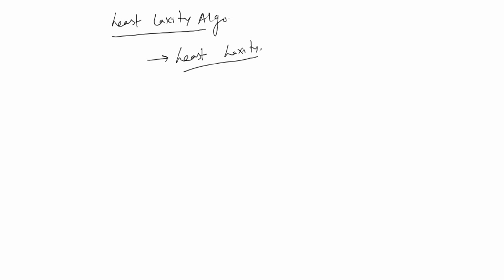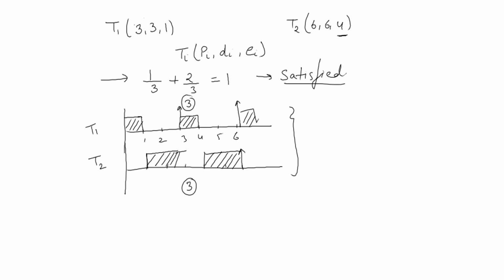So it is similar to EDF, just a minor change, they are measuring the laxity every time. In the last example we have taken period and deadline equal, but this may not always be the same. It could be different also, right?